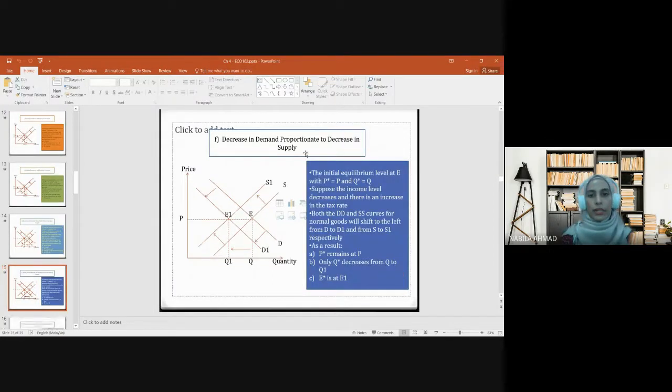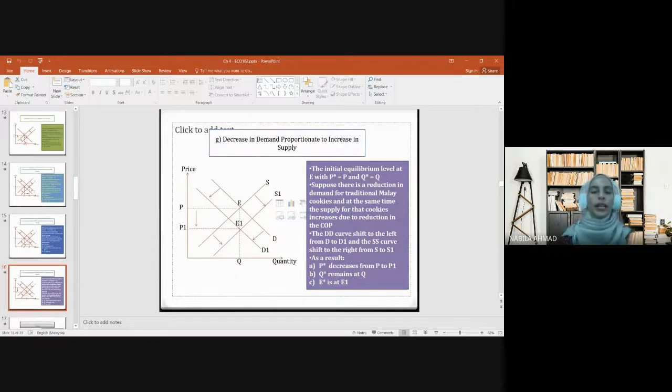Okay, sama juga soalan ni, kita tengok pula soalan ni lah ya. Contoh, there is a reduction in demand for traditional Malay cookies, ya, kuih raya. Reduce in demand, so demand curve shift to the left. But at the same time, the supply increases sebab cost reduce. So supply pula increase, supply shift to the right. So demand shift to the left, supply shift to the right at the same time. So the new equilibrium at E1 here. So S1 intersect dengan D1. Jadi what happened? Price reduce from P to P1 and quantity remain unchanged. Okay? So ini adalah situasi both demand and supply curve shift at the same proportion, jarak yang sama.